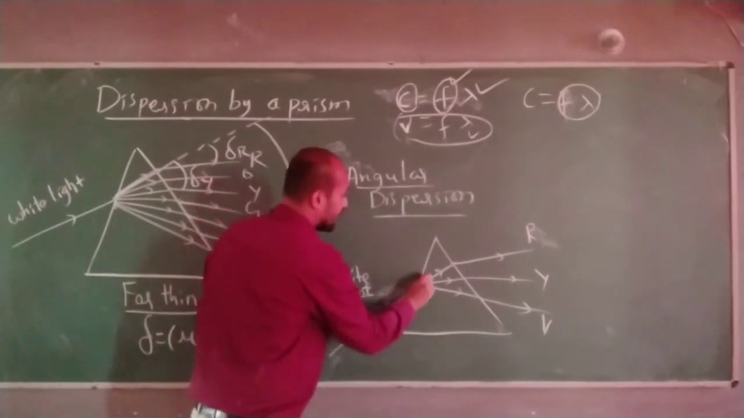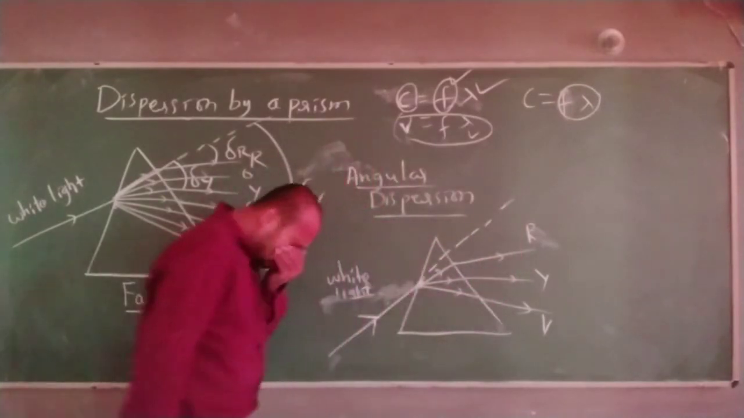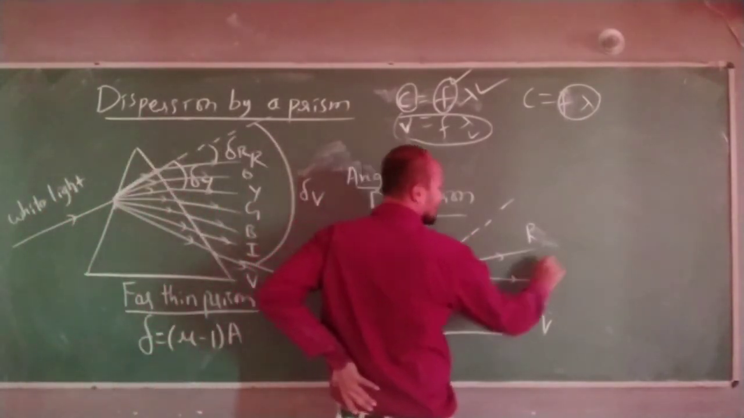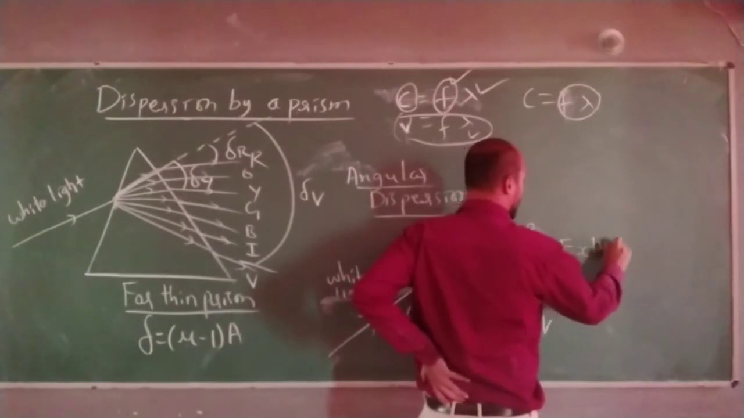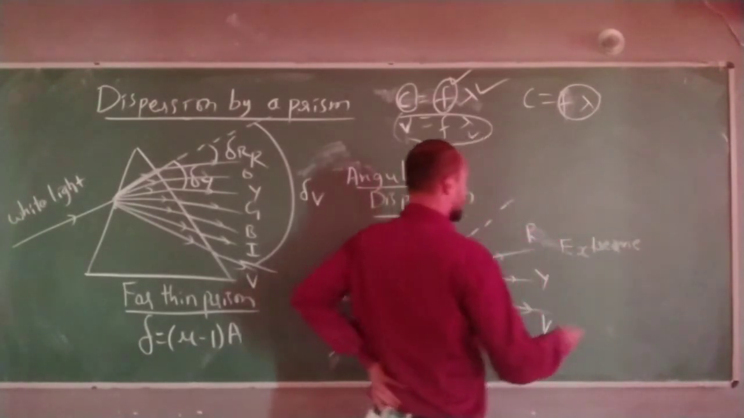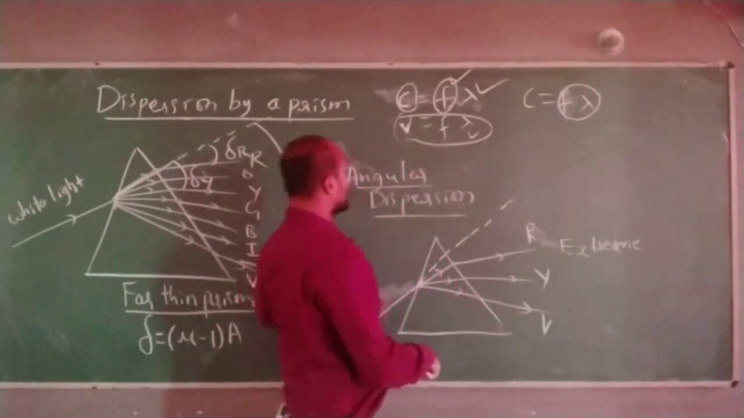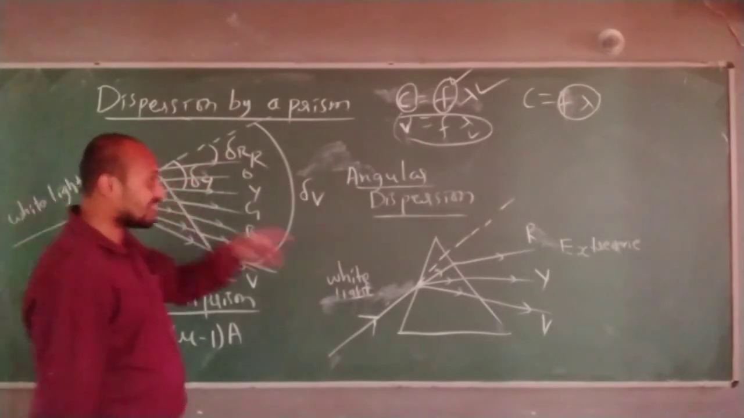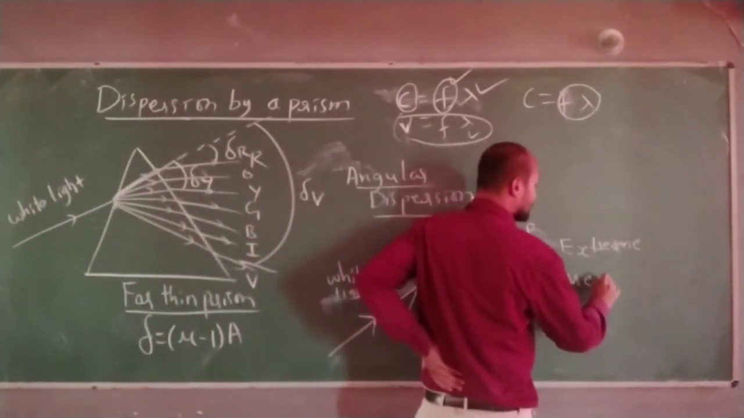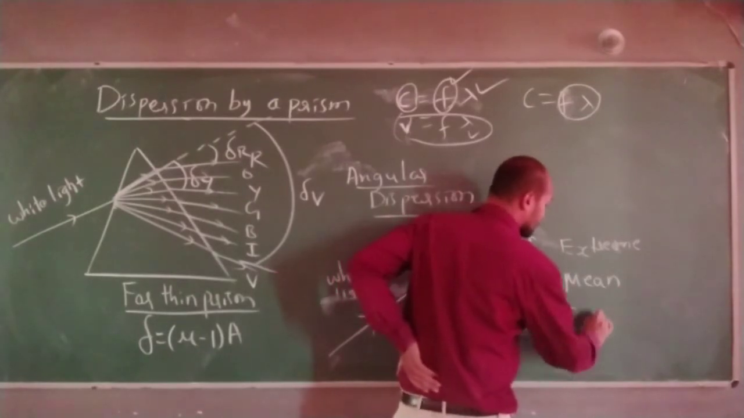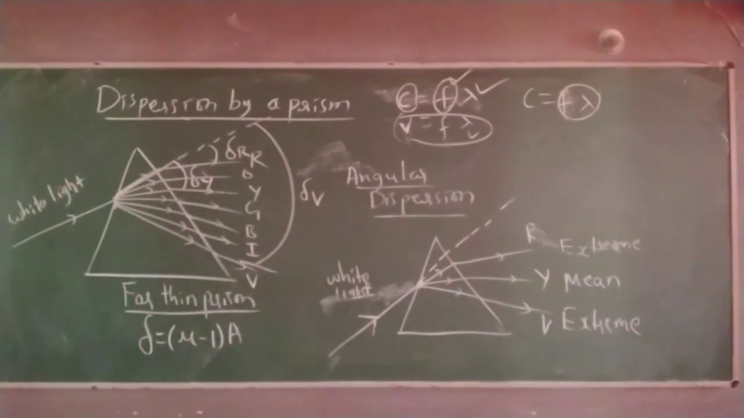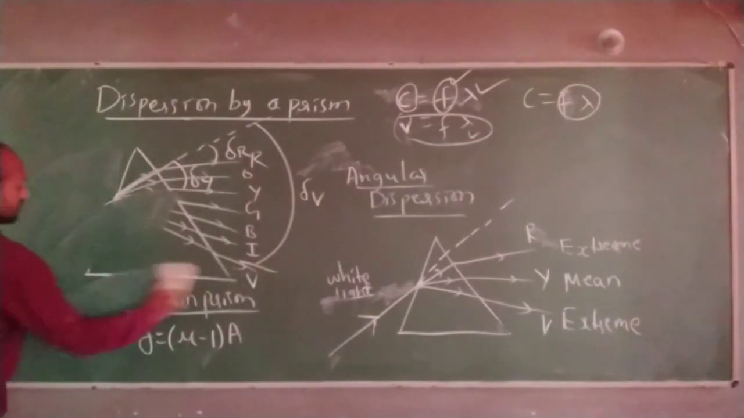If I extend this line, what is that line? That line is for the incident light direction. These rays I call extreme. This yellow light ray, because yellow light is midway between V and R, I will consider as the mean color. These are extreme colors, this is the mean color. I will consider only these three things.